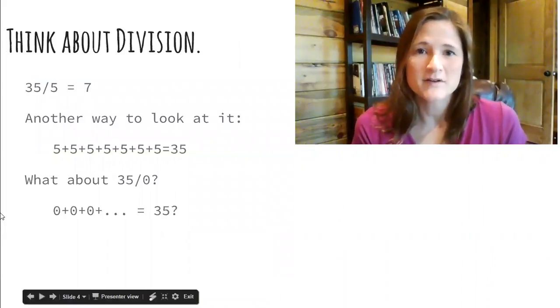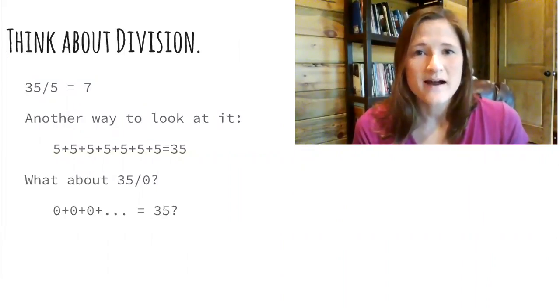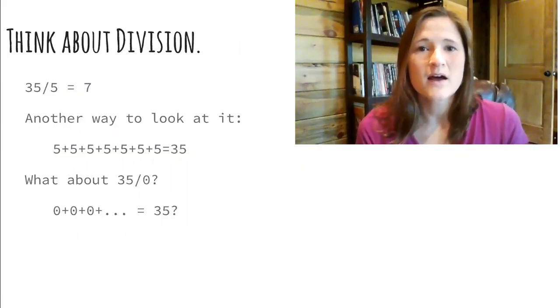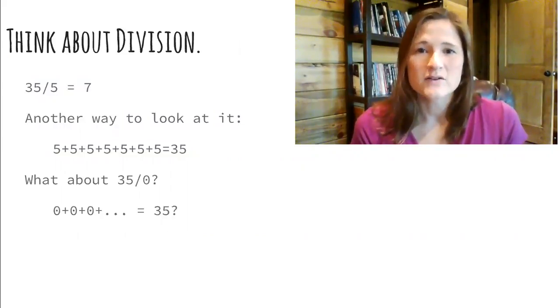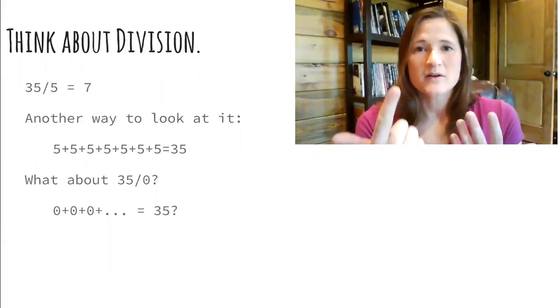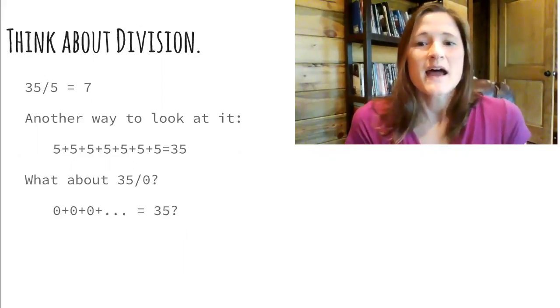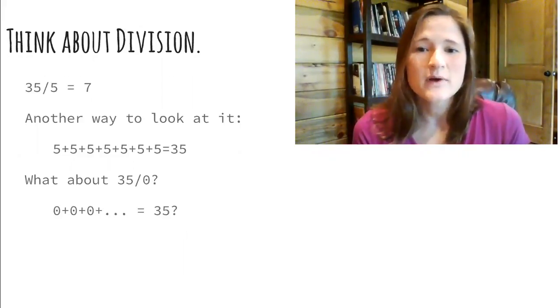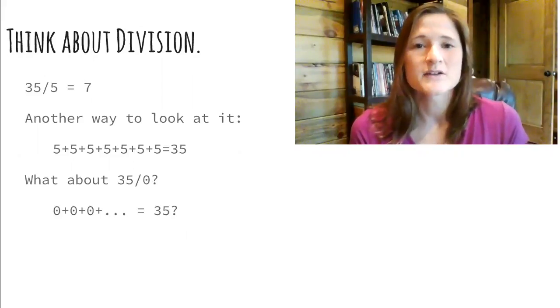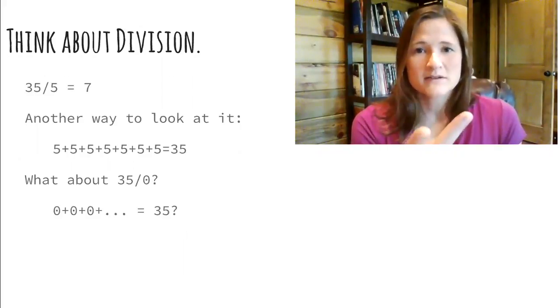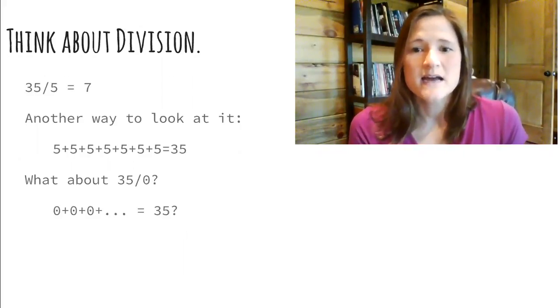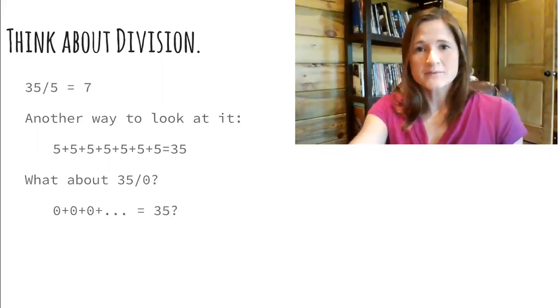Remember what you learned about division in elementary school. 35 divided by 5 is 7. In other words, if you divide 35 people into groups of 5, there will be 7 groups. Another way to look at it is 5 plus 5 plus 5 plus 5 plus 5 plus 5 plus 5 adds up to 35. Now try to apply the same logic to 35 divided by 0. 0 plus 0 plus 0. You can see pretty fast it's never going to add up to 35.